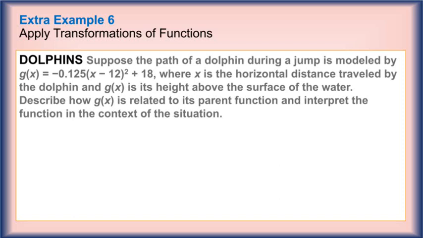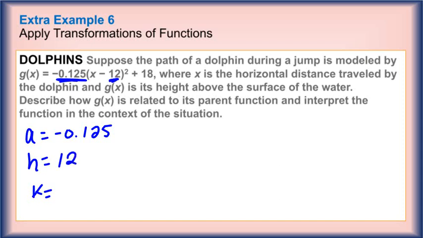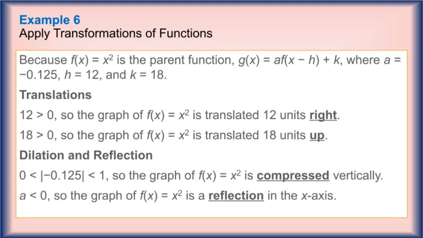So for this one, we want to identify our A, our H, and our K. Our A would be negative 0.125. Our H is right here, which will give us 12, and our K is a positive 18. So to describe it, there are some translations. Since our H is 12, and 12 is greater than 0, this is translated 12 units to the right. So let's move 12 to the right. Our K is a positive 18, which means we move it up 18.